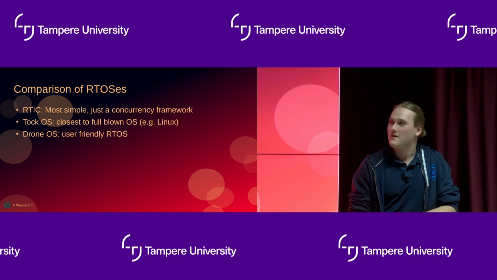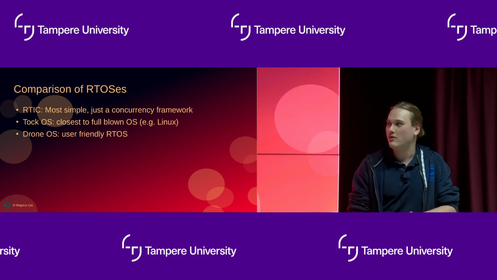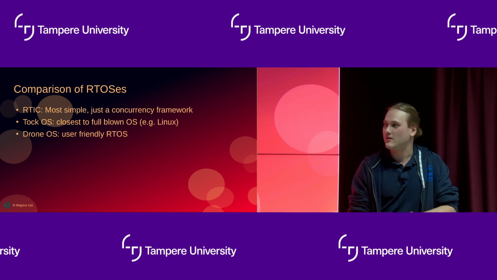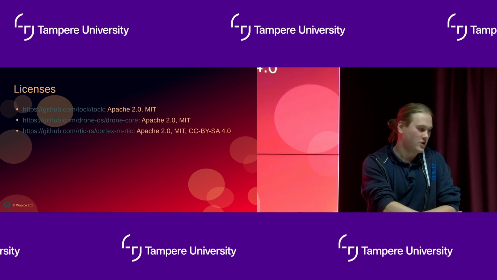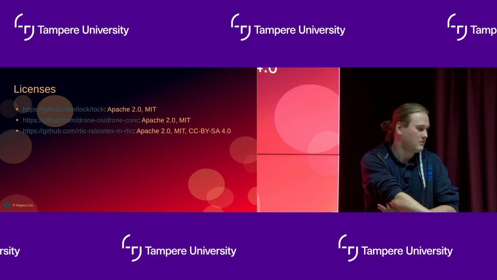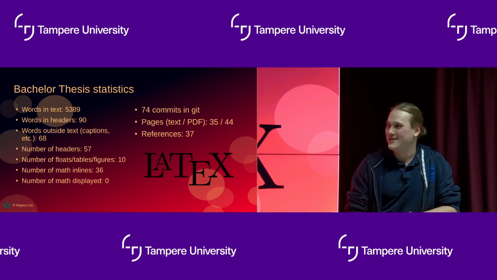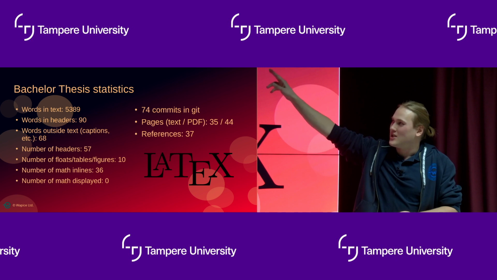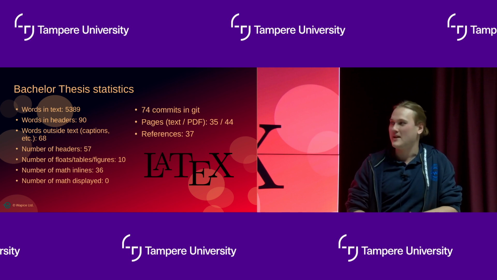Okay. Then for a quick recap, Arctic is the most simple. It's basically just a concurrency framework. TOC-OS is the closest to a full-blown OS, and Drone OS is a nice, user-friendly RTOS, which is kind of in the middle. It could use a memory protection unit if it's there, but it doesn't need one. Each of these is double licensed using Apache 2.0 and MIT licenses, so they can be freely used. Since this one was my bachelor thesis, I also had my statistics there. As you can see from the words or the PDF pages, it was pretty long for a bachelor thesis.